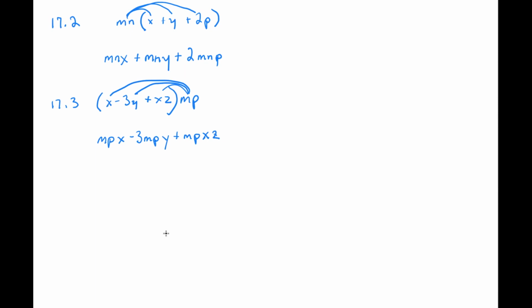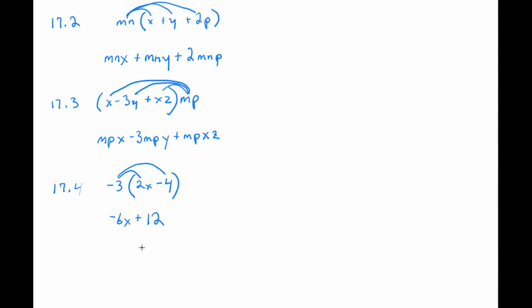All right, 17.4. I'm going to let you guys do this one. It is pretty straightforward. We have negative 3 times 2x minus 4. So see what you get. Pause the video, solve this problem, come back and see if you got the same thing I did.